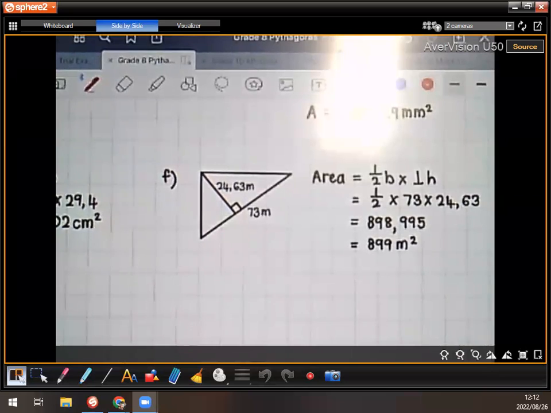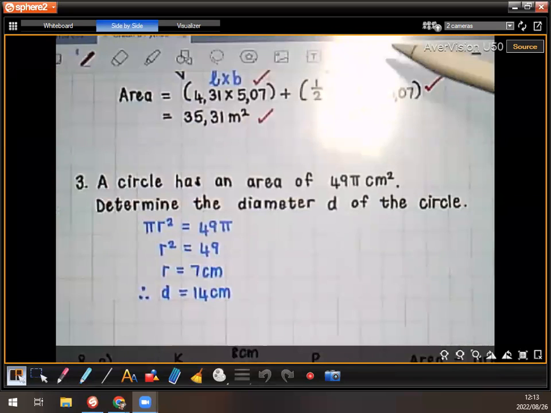All right, guys, let's look at number 3. I did write the answer on the board yesterday, I just wanted to go through it again. A circle has an area of 49 pi centimeters squared. So they've given us the actual area. Determine the diameter d of the circle.